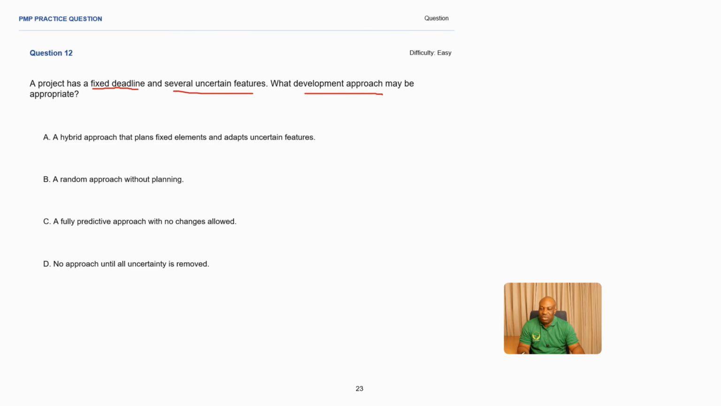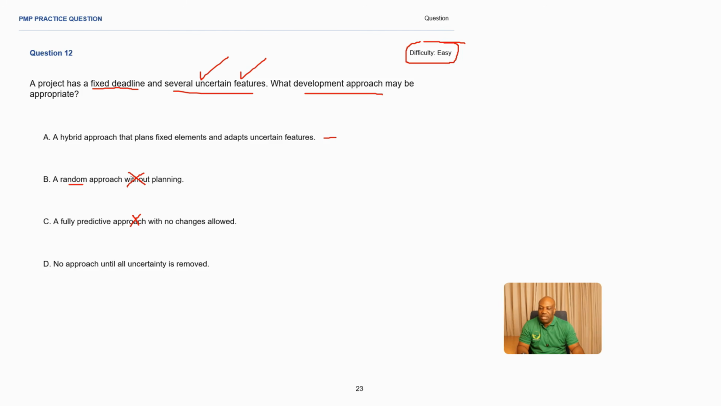So let us now go through the answers. The difficulty level here is still easy, okay? So a hybrid approach that plans fixed elements, adapts certain features, okay? Makes sense. A random approach without planning. You don't do a random approach. There is no development approach called random approach. So we can eliminate this one straight away. A fully predictive approach with no change allowed. So you have seen that there are also uncertain features here, okay? So obviously, a predictive approach is not going to work because the features have to be known or the scope has to be known upfront. So we eliminate this one straight away.